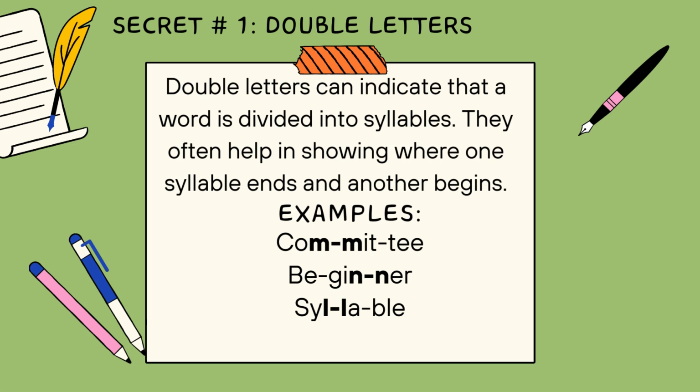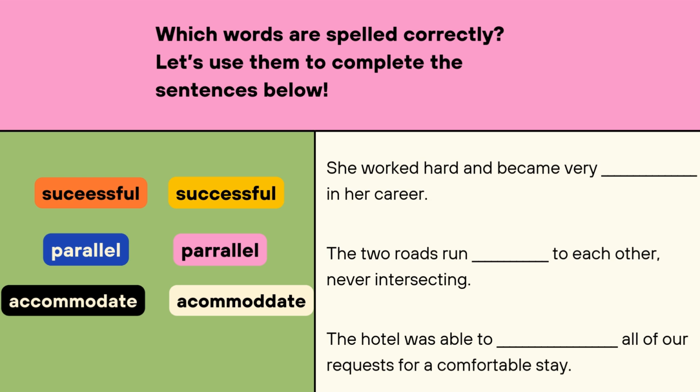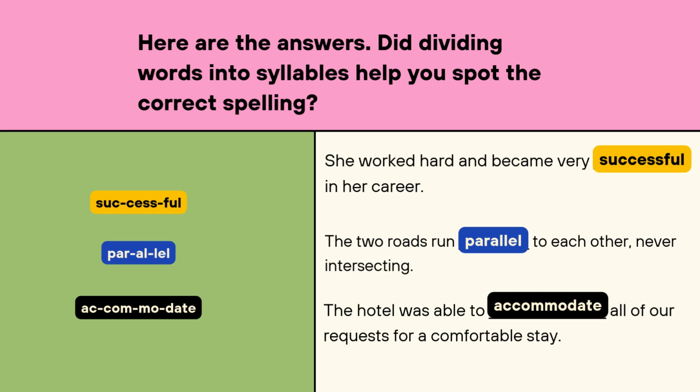They often help in showing where one syllable ends and another begins. Examples: committee, beginner, syllable. Which words are spelled correctly? Let's use them to complete the sentences below. Here are the answers. Did dividing words into syllables help you find the correct spelling?